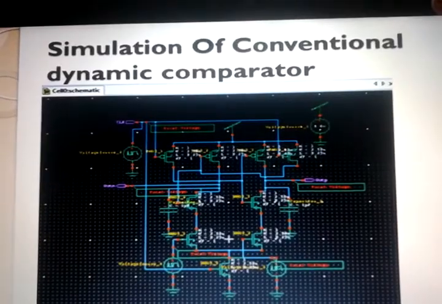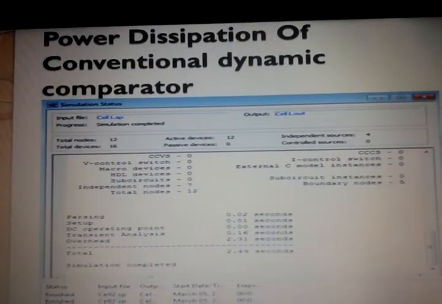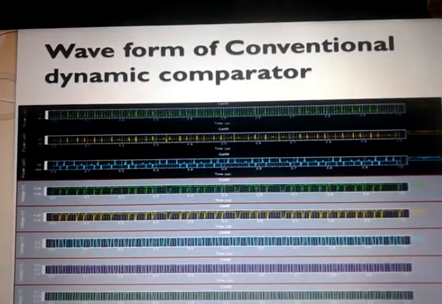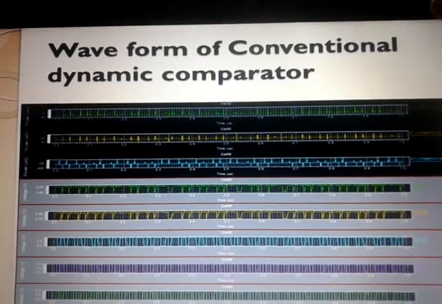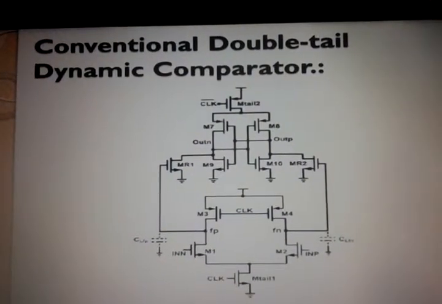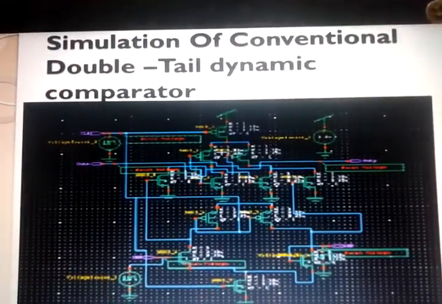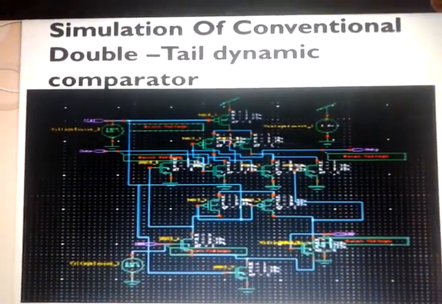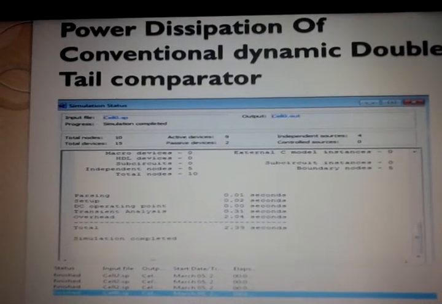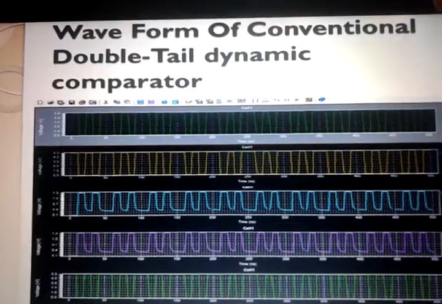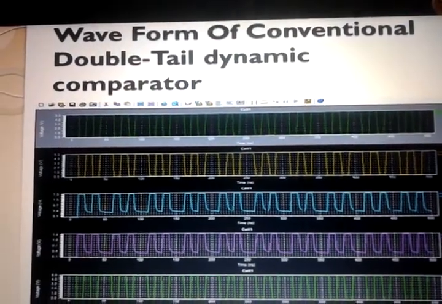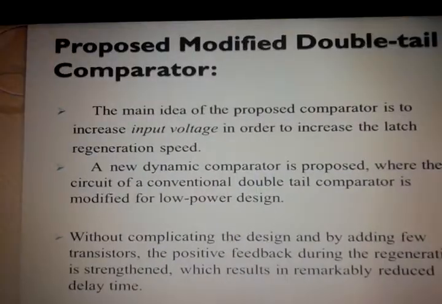Simulation of conventional dynamic comparator. Power dissipation of conventional dynamic comparator. Waveform of conventional dynamic comparator. Conventional double tail dynamic comparator, model 2. Simulation of conventional double tail dynamic comparator. Power dissipation of conventional double tail dynamic comparator. Waveform of conventional double tail dynamic comparator.